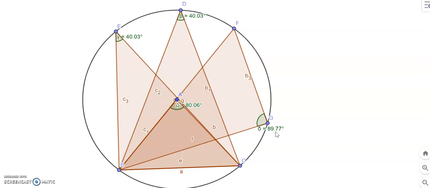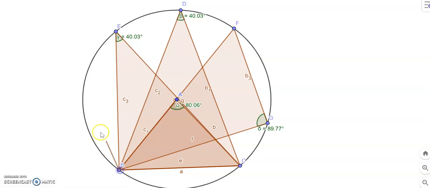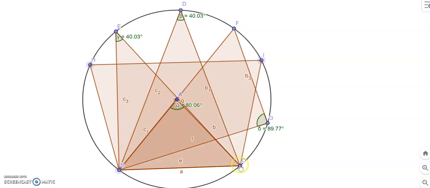Finally, I can talk about angles in a cyclic quadrilateral. Now, angles in a cyclic quadrilateral means that when we are talking about a quadrilateral, the student has to be very keen to see the four sides of the quadrilateral.